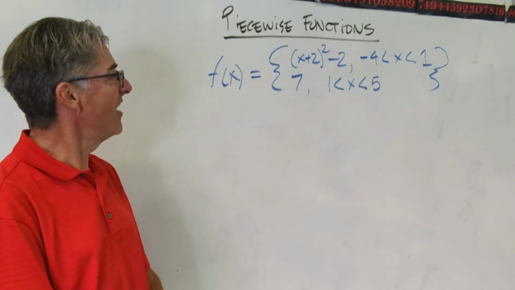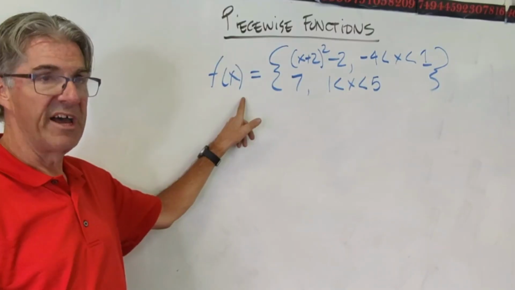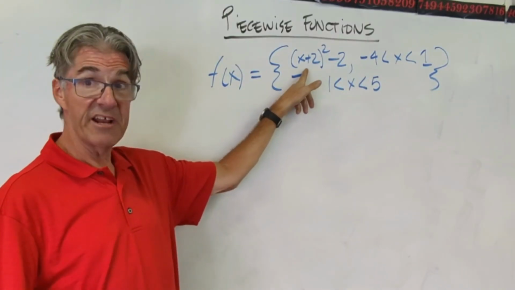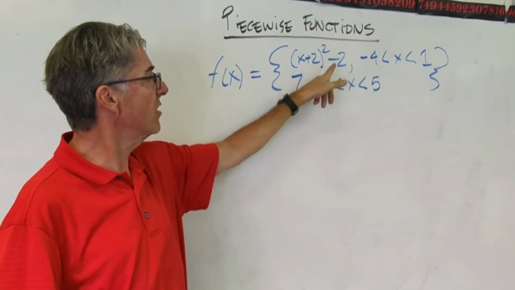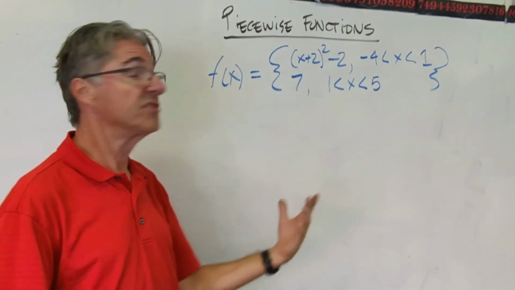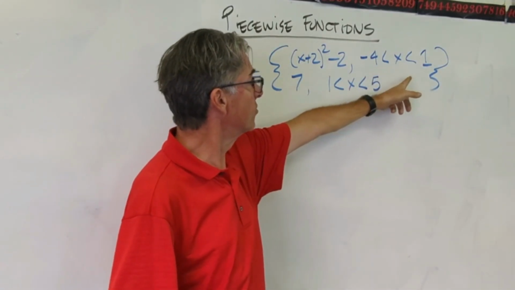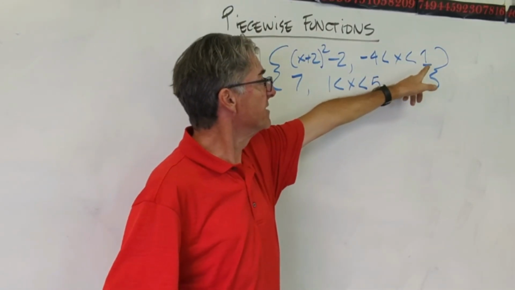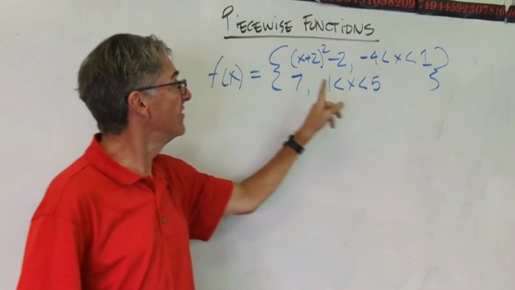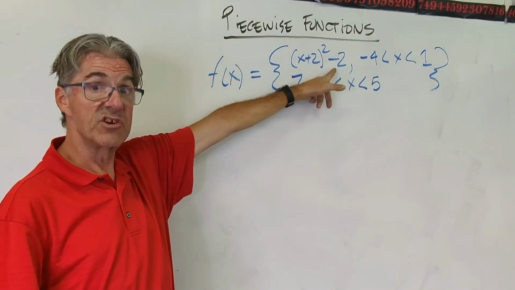All right, check this out. Here's another one, another piecewise. My first function is a quadratic function. Check that out, x plus 2 squared minus 2, and here is the domain for that, the x values that we're allowing. So x just has to be less than 1 and bigger than negative 4. So that's where this equation holds.